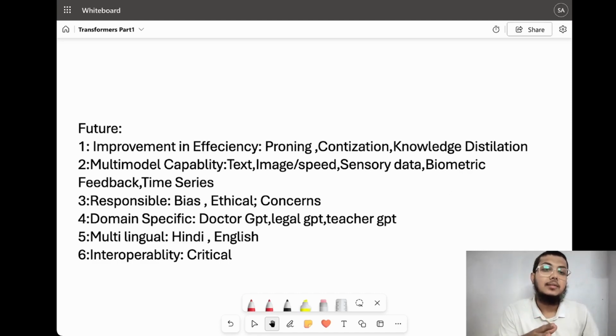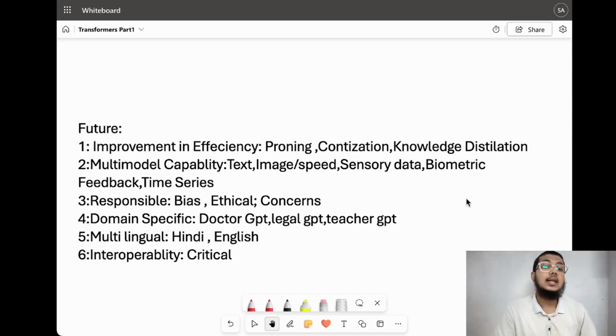First of all, a lot of work is already being done to improve the efficiency of transformers, right? In terms of training and models, a lot of work is going on here, like pruning and quantization. There's one more technique called knowledge distillation. With the help of all these, efforts are being made to reduce the size of the model, but its performance should remain as good as possible.